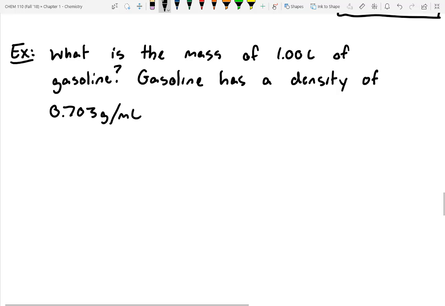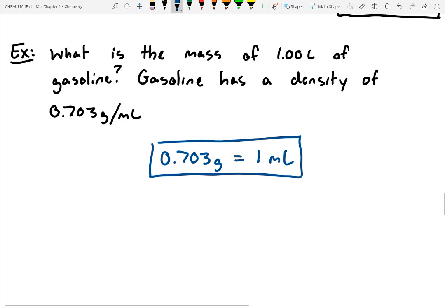Grams per milliliter. So this one's a little bit different. It's laid out as a word problem, but we're given a unit conversion, right? Specifically, the unit conversion that we're given is density. So how can we write that out as a unit conversion? Well, we could say for every 0.703 grams, we have 1 milliliter of gasoline, right? It's exactly the same. So this could be used as a unit conversion.